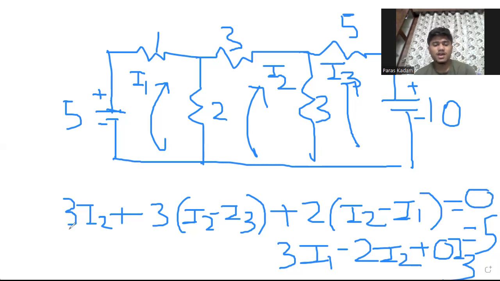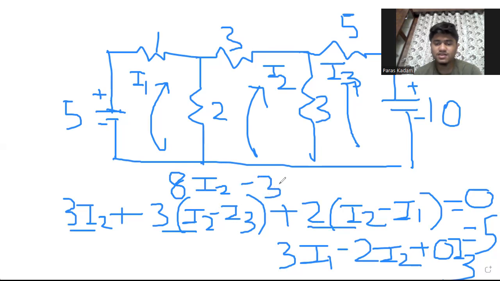Now I will solve 3I2 plus 3I2 plus 2I2. That will give 8I2. So I will write here 8I2. Then minus 3I3, I will write here minus 3I3. My order is disrupted, but it is okay, we can arrange it afterwards also. Minus 2I1 equal to 0. So we got our second equation also.